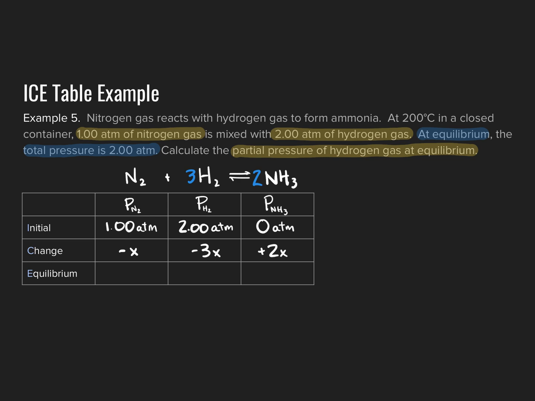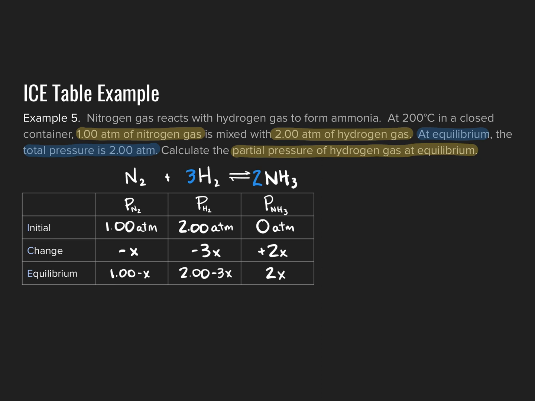And this leaves me now with equilibrium pressures of 1.00 minus X for the nitrogen, 2.00 minus 3X for the hydrogen, and 2X for our ammonia. All right, now we find ourselves with an ICE table that has been completed.